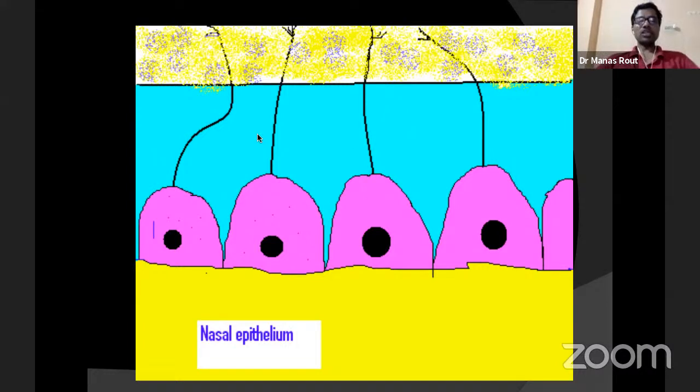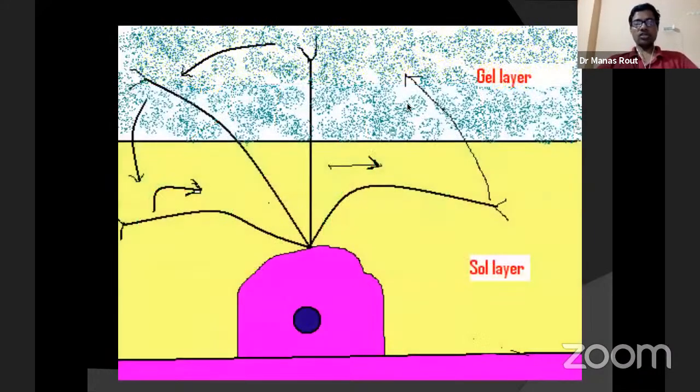That means serous layer. As you know, the nasal mucosa has got serous and mucinous glands. So usually the sol layer is secreted by the serous glands, whereas the gel layer is secreted by the mucinous glands. So what exactly happens here? Because of beating of the cilia, the gel layer slowly moves posteriorly. I'll show one picture so you can understand. Here you can see this is the gel layer, this is the sol layer. Now this is anterior, and this is posterior.